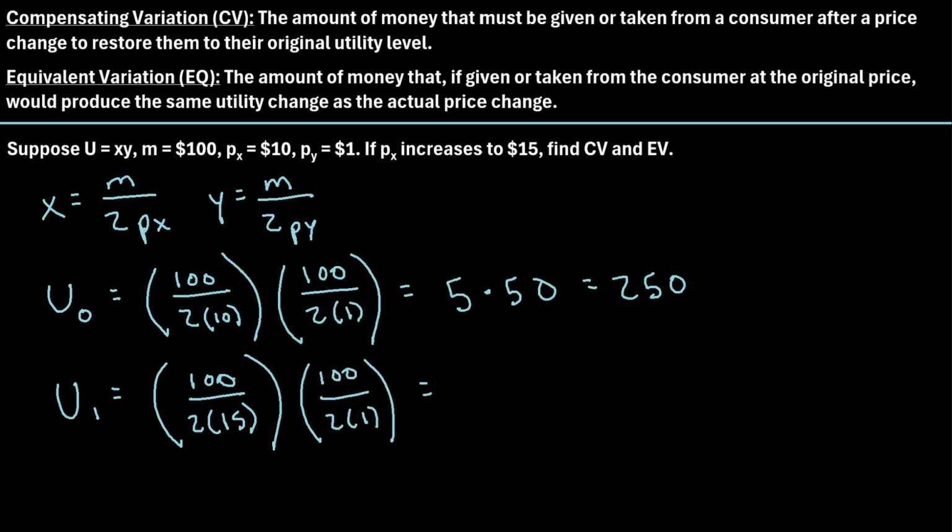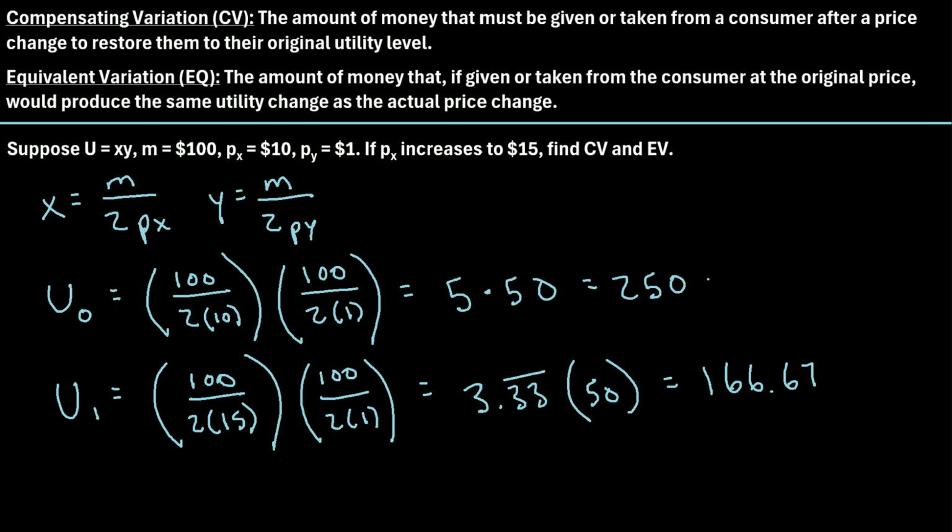So we're going to end up with 100 divided by 2 times 15 is 30. So this first parentheses comes out to about 3.33, and it will just be repeating. And then we'll still have multiplied by 100 divided by 2 is 50. So when we multiply these two values together, we get about 166.67. So I went ahead and rounded this to 2 decimal places.